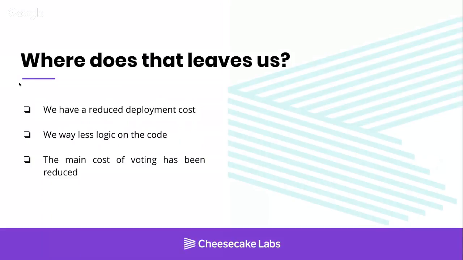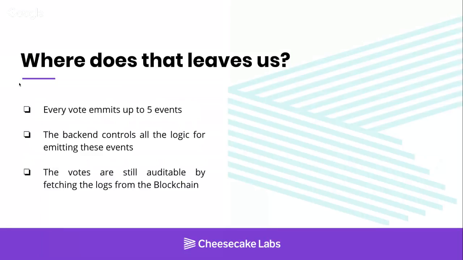So we have now a reduced deployment cost because our contract is much smaller. We have way less logic, which also contributes to being cheaper. And the main cost of voting has been reduced significantly, because a storage operation on Ethereum would cost about 20,000 gas, and the event log operation is like 1/10 of that.